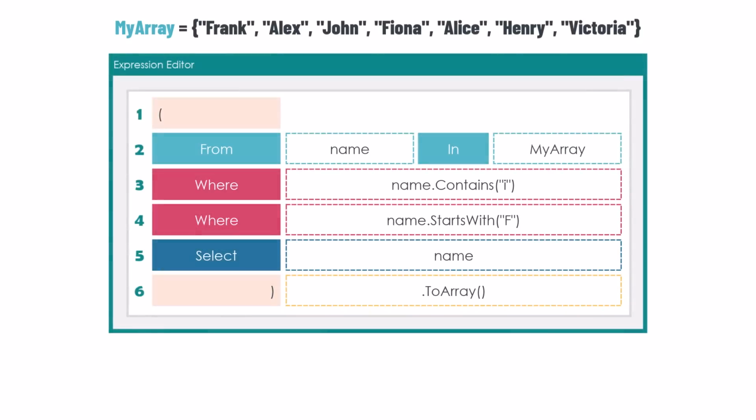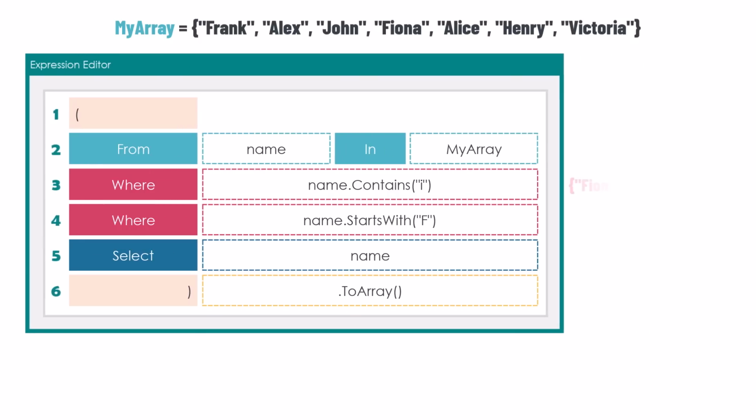For example, the following query. Here I use the same conditions, but I have first the check for letter I, then the check for letter F. The first where clause returns the following names, which contain the letter I. The second where clause returns the following name, which starts with letter F. So, the result of this query is also the same, but the results of the clauses inside the query are different, because they are written in another order. This is how to write a LINQ query for an array.